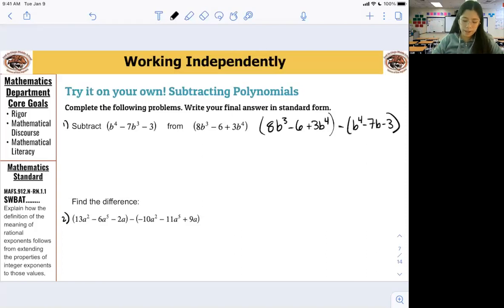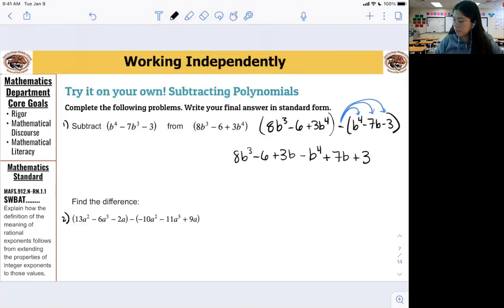Well, now I go ahead and I go to step 1. I'm going to distribute my negative. My first polynomial stays the same. But now I have negative b to the power of 4. I have positive 7b, and I have positive 3. Any questions on that first step? Make sure you got that one right.